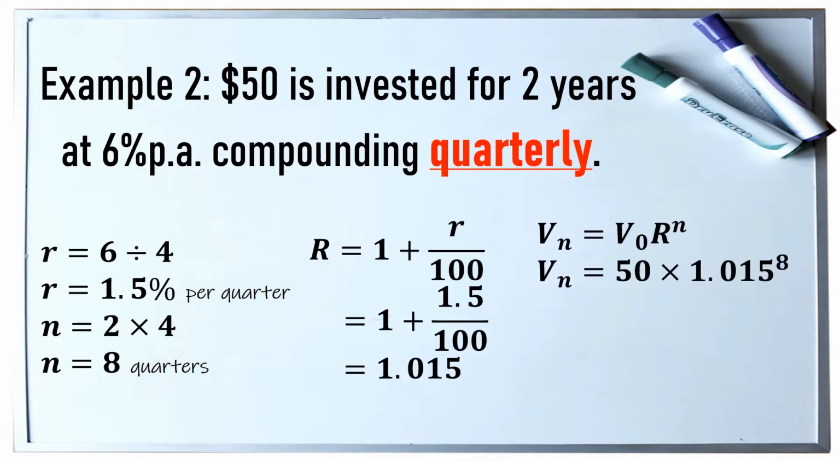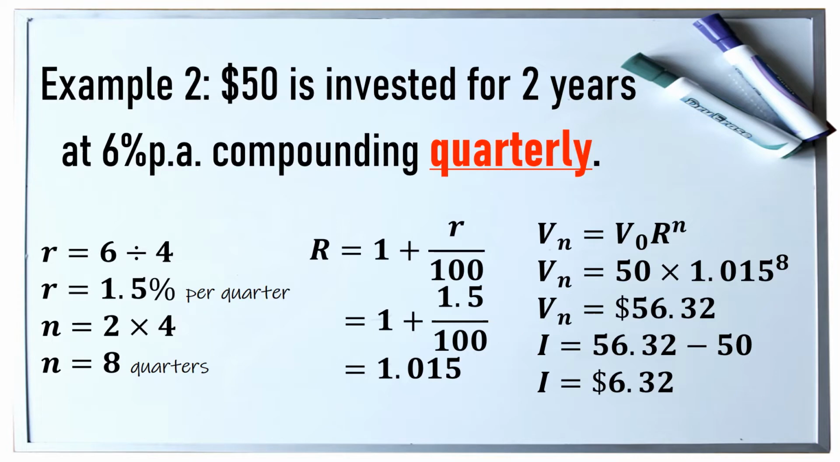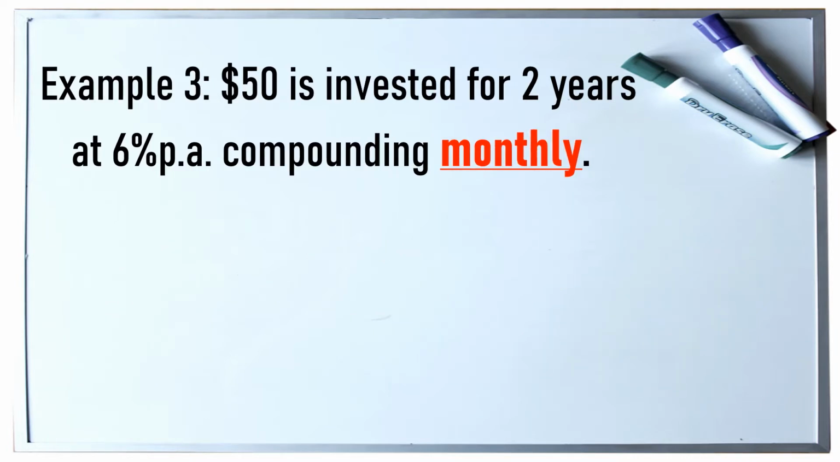When we use the compound interest formula, we get 50 times 1.015 to the power of 8. That gives us $56.32. The interest is going to be $56.32 take the $50 and we end up with $6.32. We're going to do example 1 again, but this time it's going to be monthly.